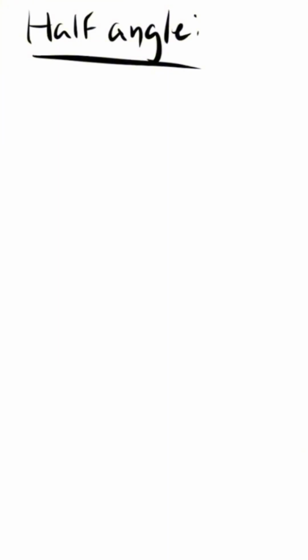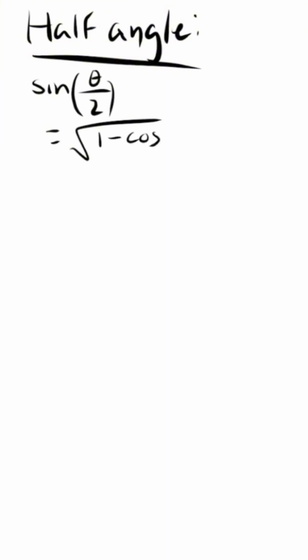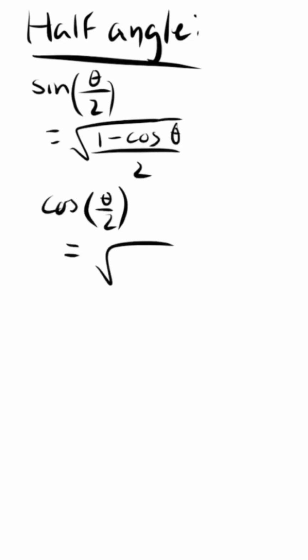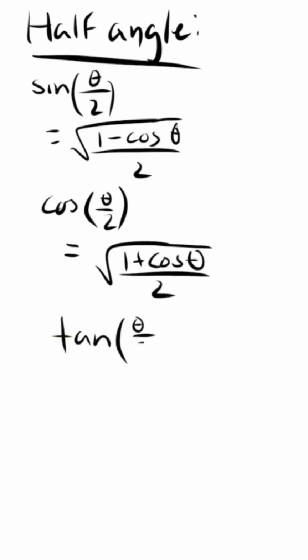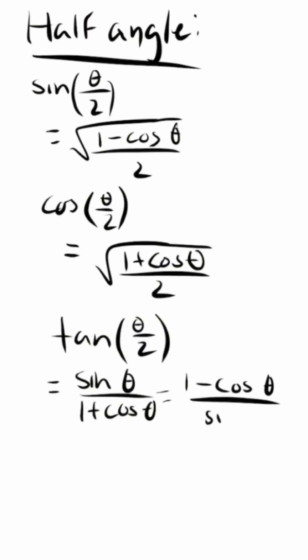For the half angle identities, once again we have sine, cosine, and tangent. And we have sine theta divided by 2 equals square root of 1 minus cosine theta divided by 2, and cosine theta divided by 2 equals square root of 1 plus cosine theta divided by 2, and tan theta divided by 2 equals sine theta divided by 1 plus cosine theta, which equals 1 minus cosine theta divided by sine theta. And it's also important to note that sine theta divided by 2 does not equal half sine theta. So now we can do some examples.